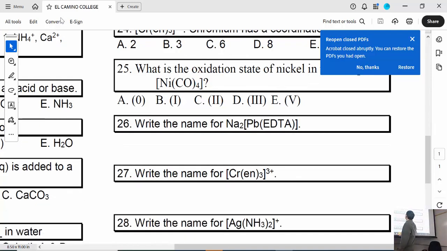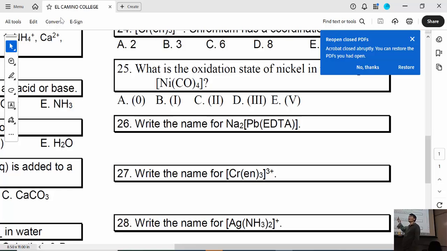Write the name for this. So tell me the name. Disodium or sodium? Sodium. And that's a cation. And the anion is called ethylene diamine tetraacetato. Unfortunately, you have to write the whole thing out. You can't use EDTA in the name. So you can't say sodium EDTA, even though I use EDTA all the time.